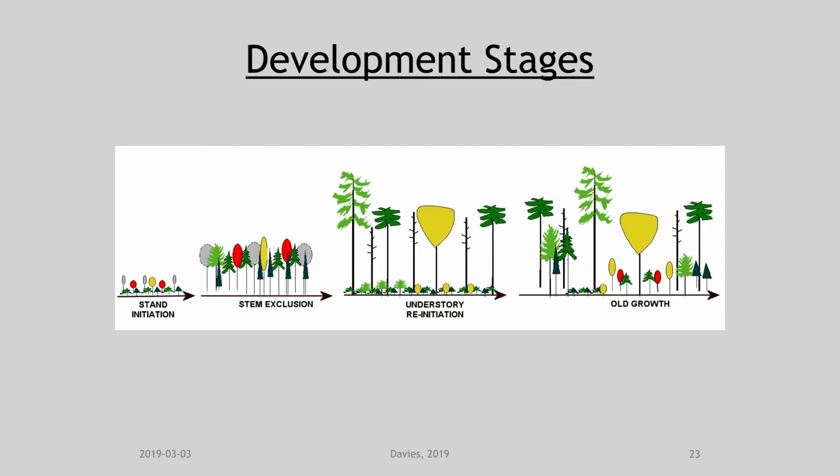Stem exclusion, the second stage in that sequence, begins when the trees actually form a closed canopy, and trees start organizing themselves into different crown classes, into different canopy layers. Generally during stem exclusion, there's no space in the canopy for new recruitment. So mortality in the stem exclusion stage is primarily driven by differences in shade tolerance, competitive advantage, whatever else. In general, dominant trees grow faster, suppressed trees grow slower, and eventually die.